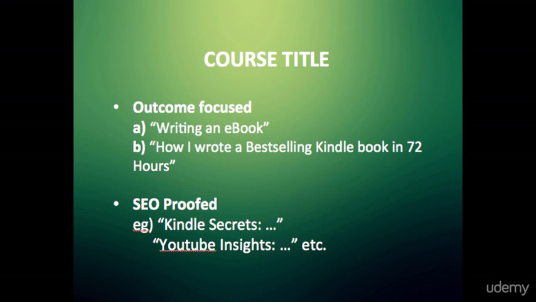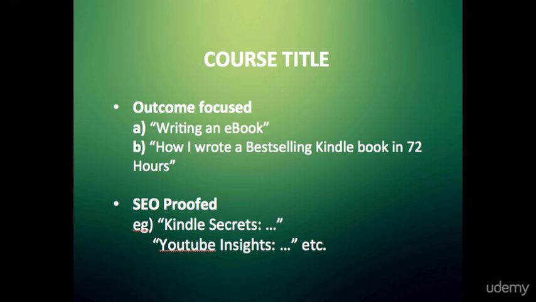It's really basic marketing, and what you want to do is make sure your course title is outcome focused. So one of my courses you may have taken is called How I Wrote a Best-Selling Kindle Book in 72 Hours. Now this, in my opinion, is a good title because it's really outcome focused. People want to know how to write a best-selling Kindle book, and the time in the title is also a great aspect because it shows how easily it can be done.